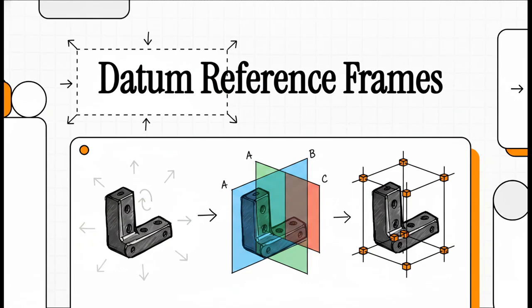So I want you to picture this. You've got a machined mounting bracket, right? And it's just floating freely in three-dimensional space. Maybe it's hovering right above your desk. It can drift up and down, it can slide side to side, and it can spin end over end.